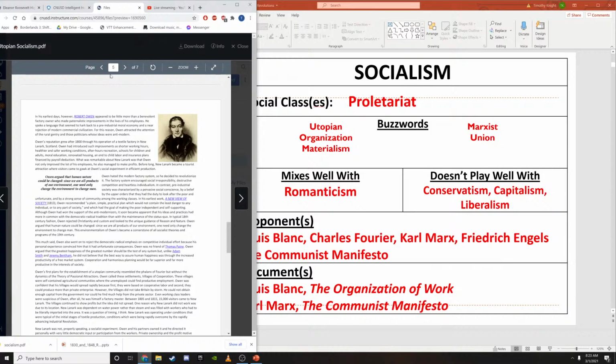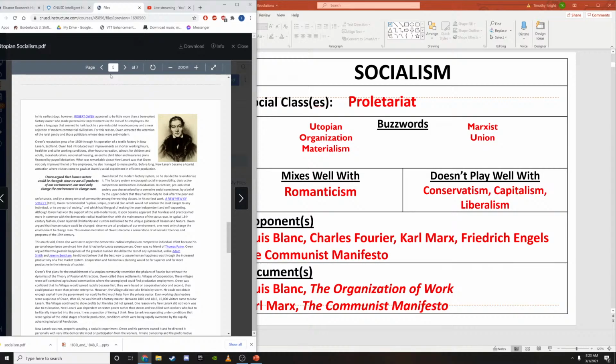Although Owen had won the support of the anti-modernizers, it soon became apparent that his ideas and practices had more in common with the democratic radical tradition than with the maintenance of the status quo. In typical 18th century fashion, Owen rejected Christianity and custom and looked to the unique guidance of reason and nature. Owen argued that human nature could be changed. Since we are all products of our environment, one only need change the environment to change man. This environmentalism of Owen's became a cornerstone of all socialist theories and programs of the 19th century.